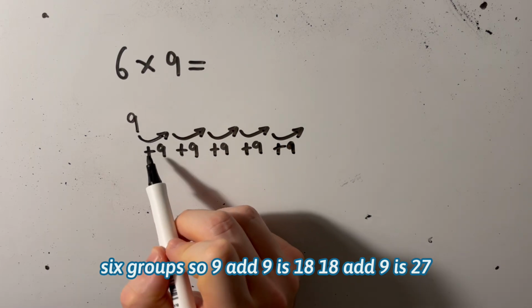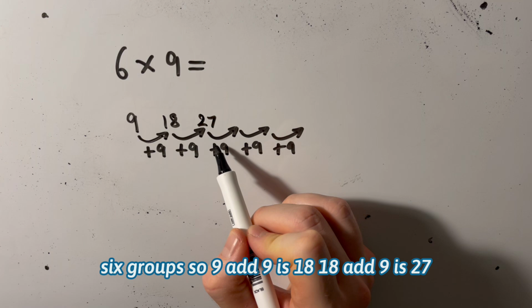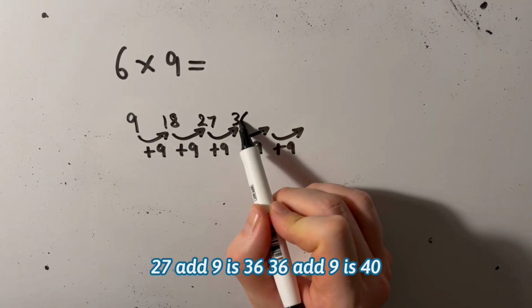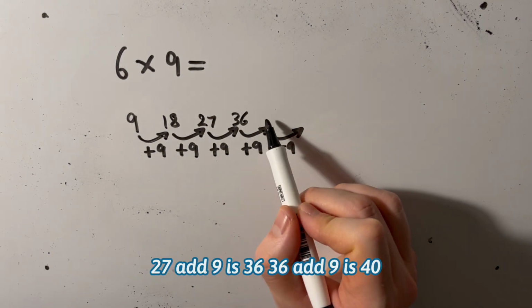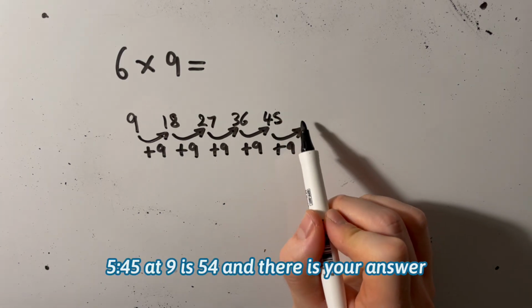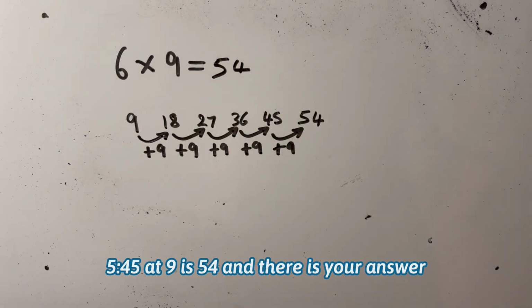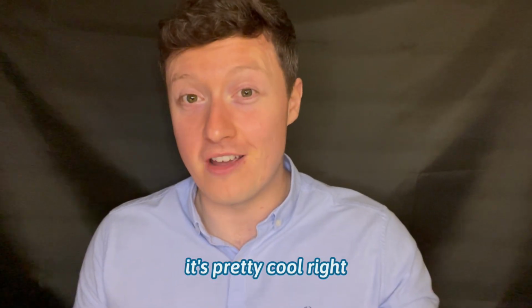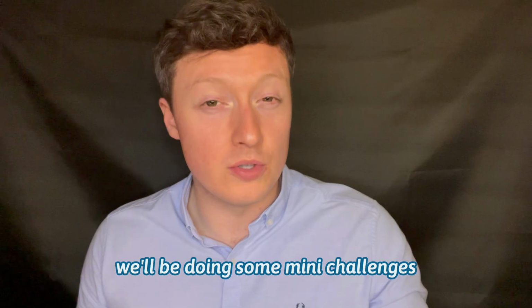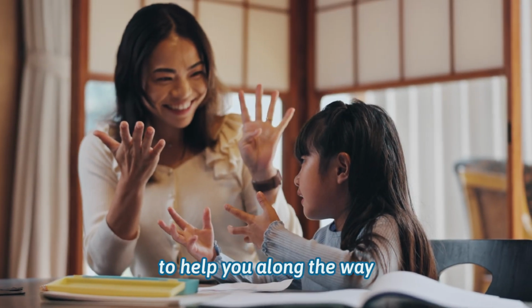So, 9 add 9 is 18. 18 add 9 is 27. 27 add 9 is 36. 36 add 9 is 45. 45 add 9 is 54. And there is your answer. It's pretty cool, right? In the upcoming lessons, we'll be doing some mini challenges based on times tables. And you can use repeated addition to help you along the way.